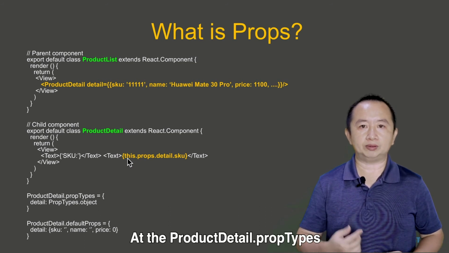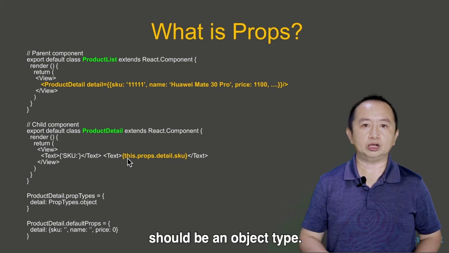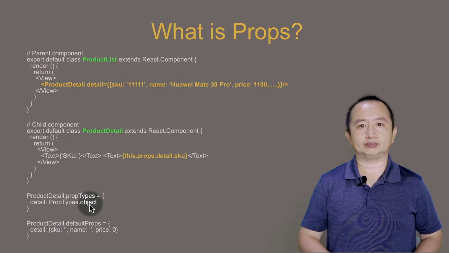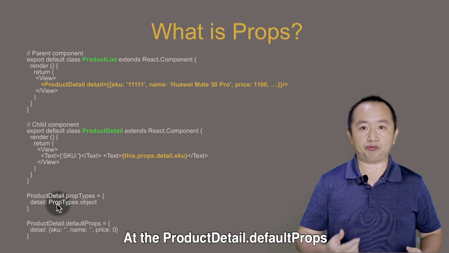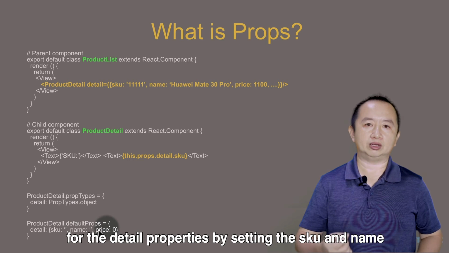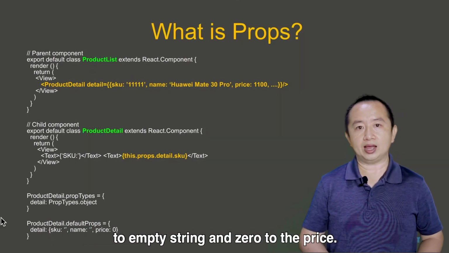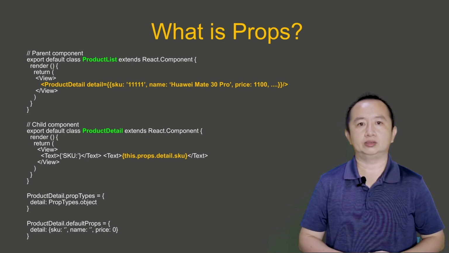At the product detail propTypes, you can see that we define the detail property should be an object type. At the product detail.defaultProps, we define the default value for the detail property by setting the SKU and name to empty string and 0 to the price.